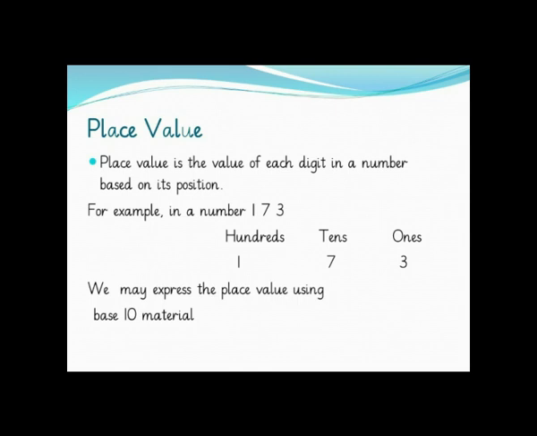If we have a number 173, we will write down each digit according to its position under the relevant place value: units under units, tens under tens, and hundreds under hundreds. Furthermore, we will discuss base 10 material which can be used.